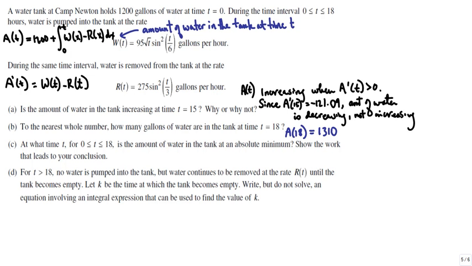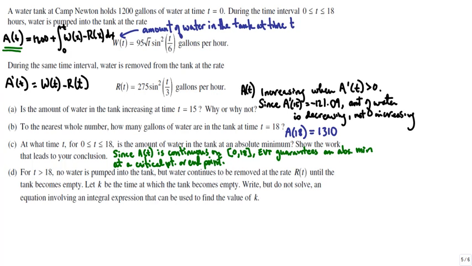The next question asks at what time t for 0 to 18 is the amount of water at an absolute minimum. So what we're looking for is where does A of t, since that is the number of gallons of water in the tank at any time t, where is that at an absolute minimum. Now since the amount of water in the tank is continuous and differentiable throughout those 18 hours, the extreme value theorem guarantees the existence of an absolute min. And furthermore, we know that it must occur at either a critical point or an endpoint.